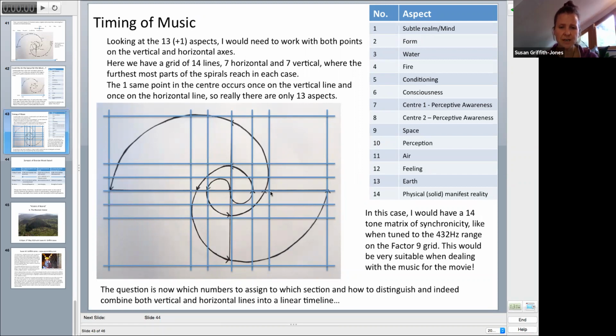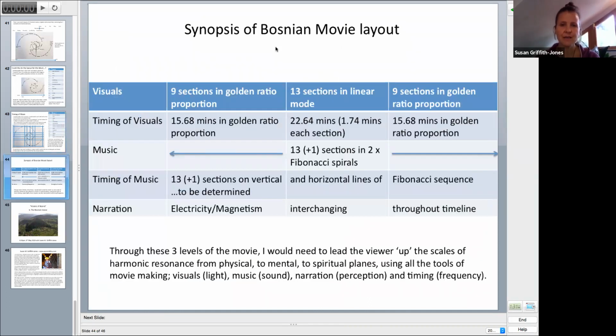Again, I haven't quite figured out how I'm going to do this, because I have to consider not just a horizontal line but also vertical lines. I know by experience that the information will come as I'm doing it. This music in 14 sections will stretch from minute 0 to 54 of the whole movie. On top of this we'll have the visuals in 3 sections, as I've described to you, and the music underneath in this 432 Hertzian wave. So far, this is the synopsis of the Bosnian movie layout in a nutshell.